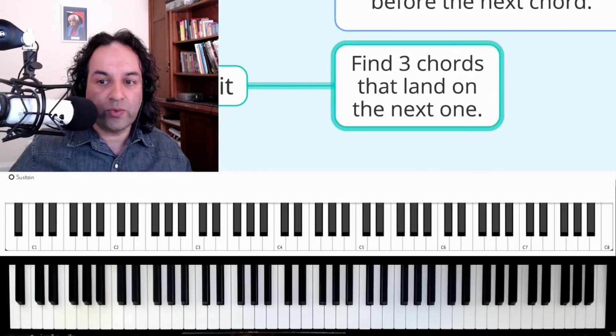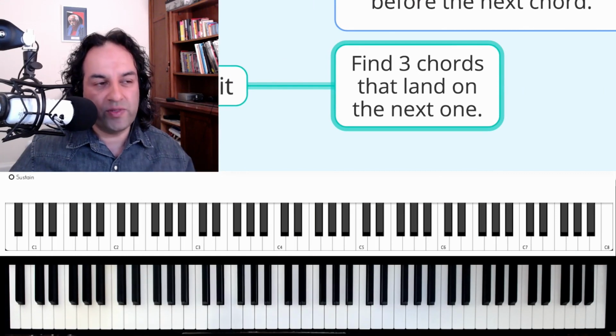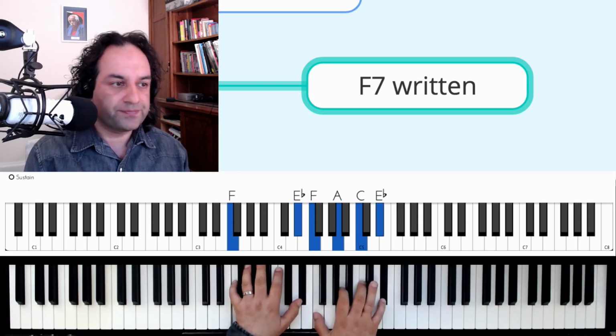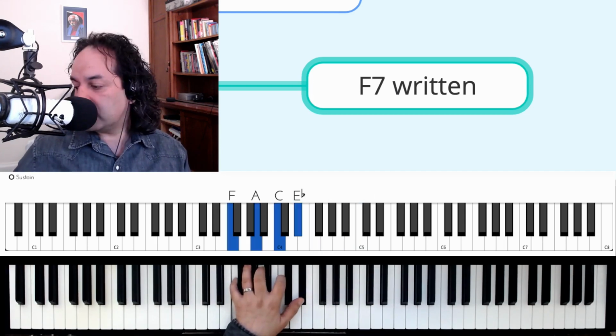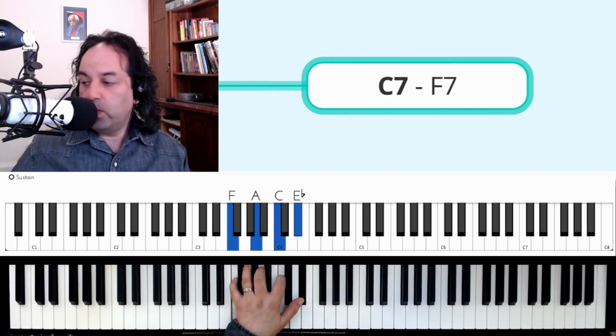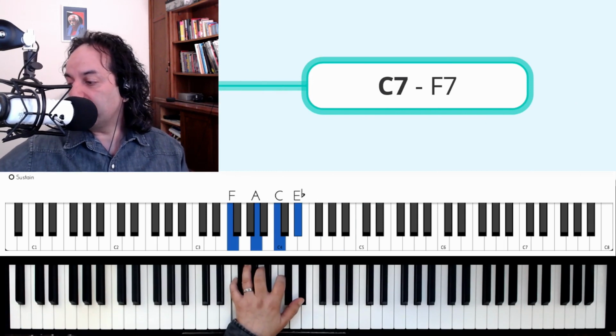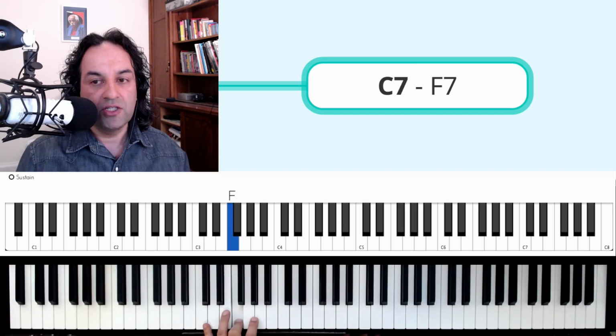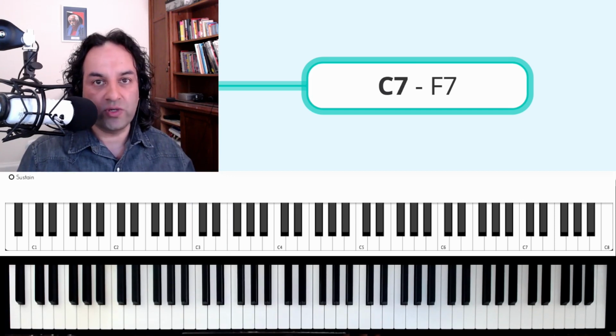So how do you do it? Well, begin with 3 chords that land on the next one. There are 3 possibilities. So for example, let's say you have F7 written. I just have a left hand simple F7. We could go C7 to F7. Why? Because C7 is the dominant chord of F. So it can be an extra chord in our improv.